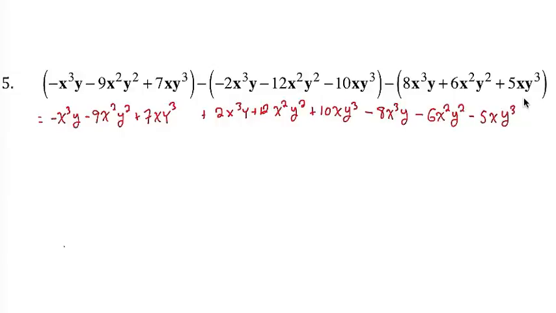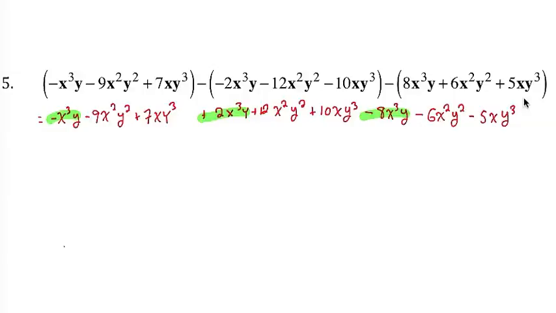Okay, now it's time to add like terms. So I'm going to add all my x to the 3 y's together. Okay, so negative x to the power of 3y plus 2x to the power of 3y minus 8x to the power of 3y. So I'm going to add all my positives together. Okay, so that's the 2x to the power of 3y. And then I'm going to put all my negatives together. So I have negative 1 and negative 8. That makes negative 9x to the power of 3y.